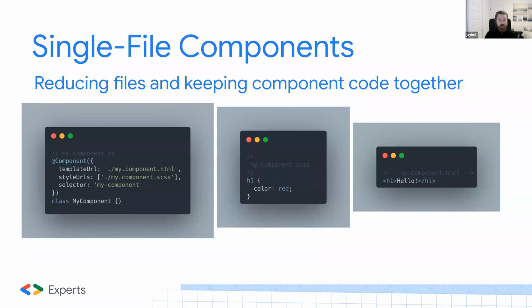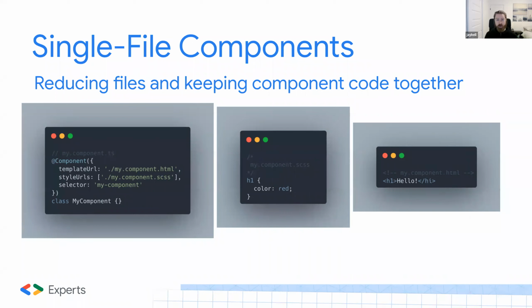So now single file components. This has been able to be done for quite a while, but for the longest time, components were actually written in 3 different files. Now there was a 4th for the module, of course, but we're not talking about the module here. We're just going to talk about the components. So we had the component TypeScript file, the component HTML file, and the component SCSS file, or CSS or less, whatever you want to use. And then you would reference them all.